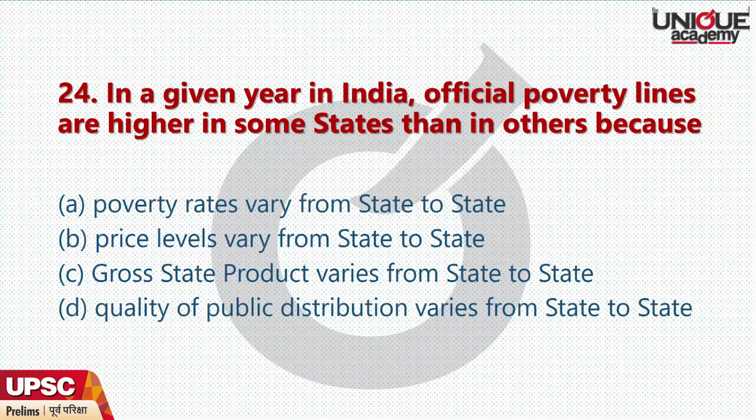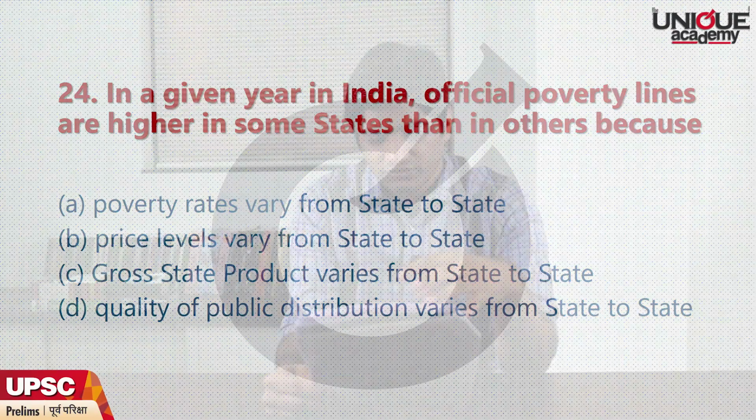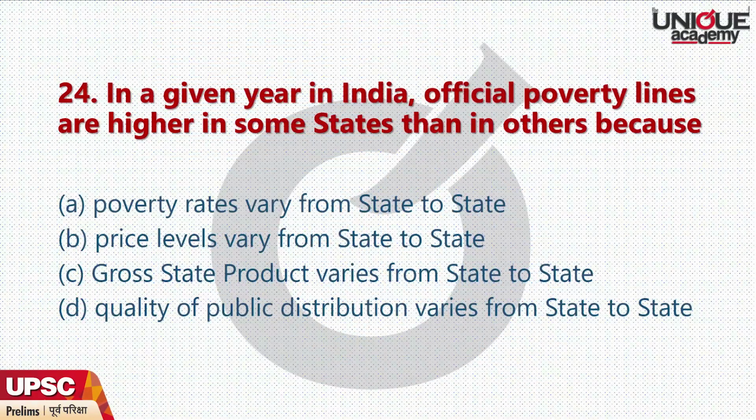So that justifies option B. When you come to option A, poverty rates vary from state to state. That is true. But poverty rates do not dictate the official poverty line. So that is a difference you need to notice. So statement B is the only one which will fit the requirement that the question is asking, why the official poverty line is higher in some states than the others. That is basically due to the difference in consumption expenditure. Okay, if that is clear, then there's nothing to worry about in this answer.